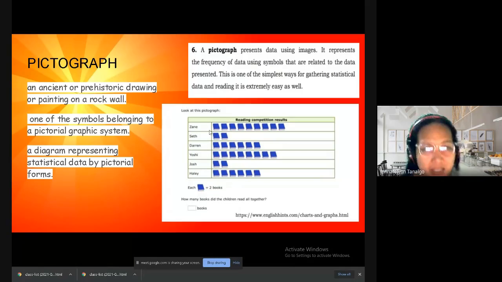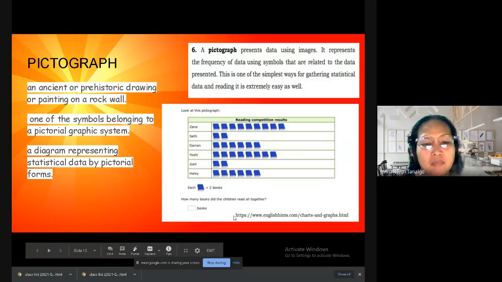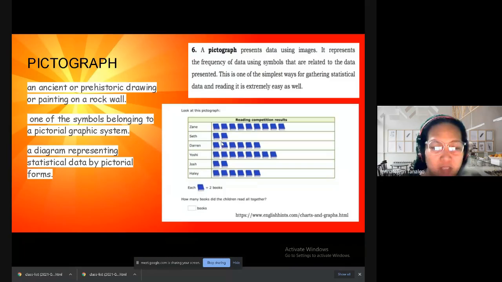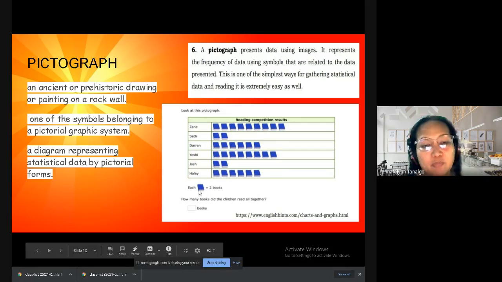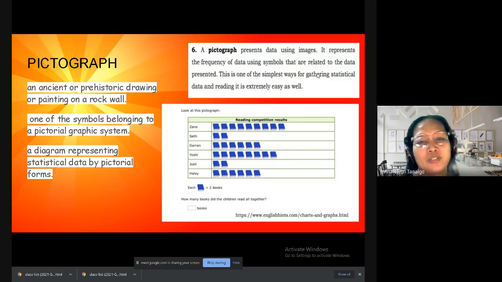As you can see in this example of a pictograph taken from englishhints.com, we have the reading competition results of these students: Zane, Seth, Darren, Josh, Hallie. We have a legend. Each picture of a book represents two books. So a pictograph presents data using images.